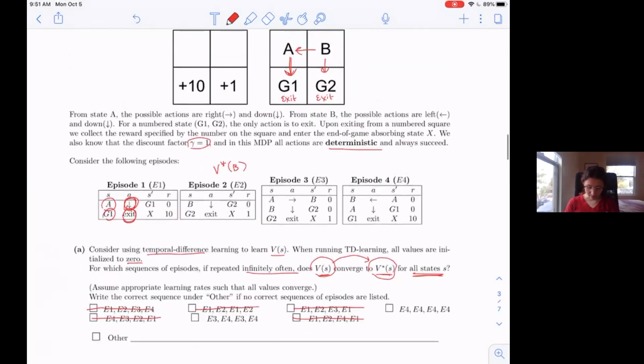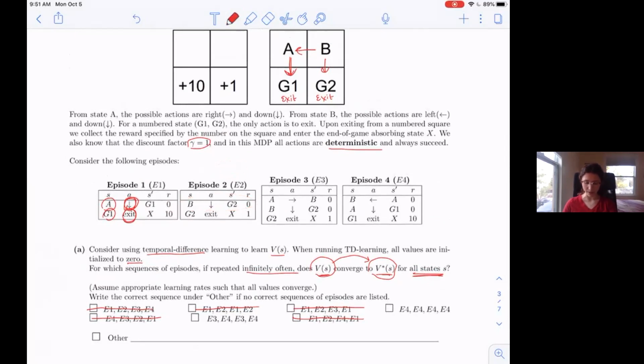However, one thing that is nice about episode 2 is that at G2, we do actually take the optimal action at G2 exit. But again, because B is not executing the optimal policy, episode 2 will never help us converge the true value for value B if we're using episode 2 in our learning.